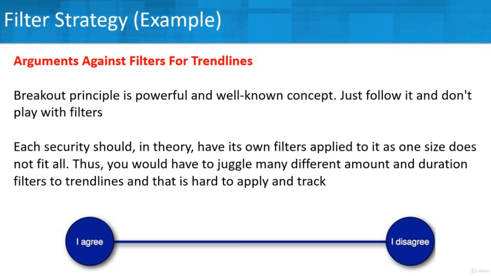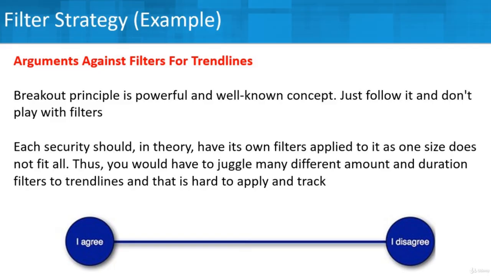Another argument is that each security should, in theory, have its own filters applied to it, as one size does not fit all, right? Each security is its own kind of entity. Thus, you'd have to juggle many different amount and duration filters on trend lines to really make it a fair application of it. And that's hard to apply and track, right?